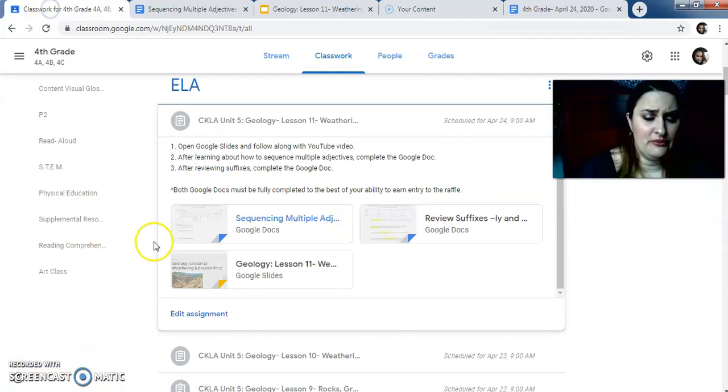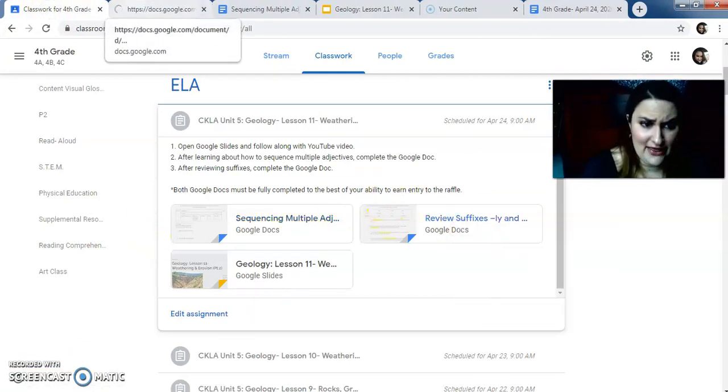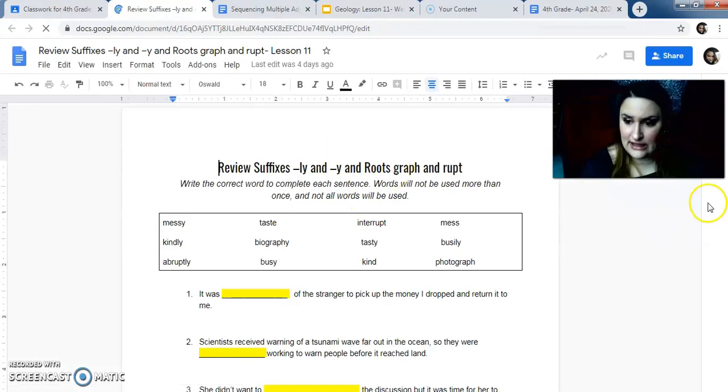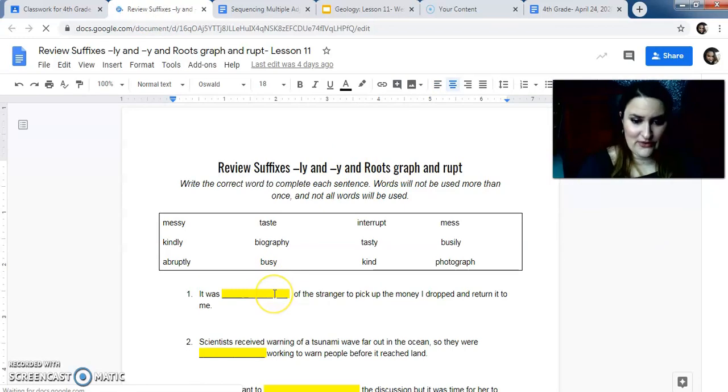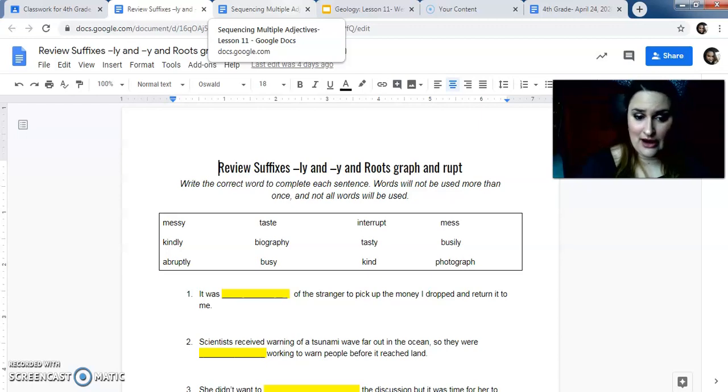Make sure you fully complete it to the best of your ability. It looks like this. So you're going to fill in where the yellow is, where the blank space is, with the correct roots. And the correct word with a suffix. So let me know if you have any questions. Make sure you're doing your work to the best of your ability. Remember, it will be sent back to you if you need to make corrections.